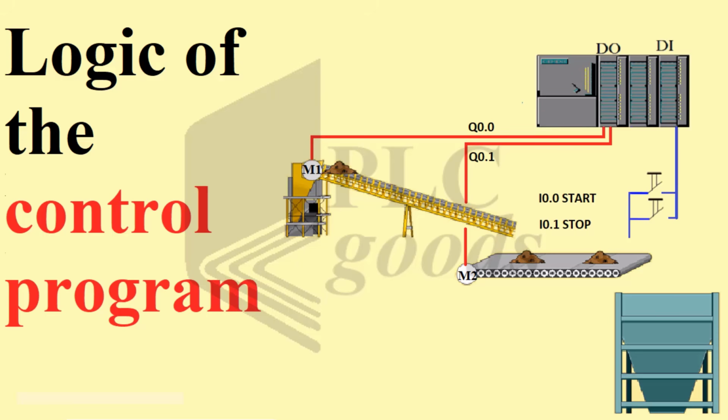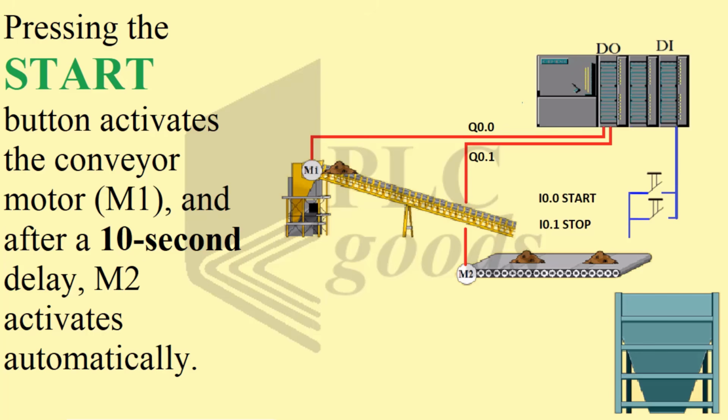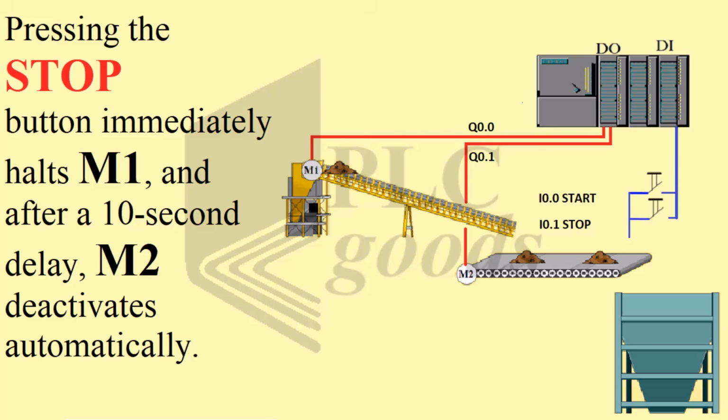Logic of the control program. Pressing the start button activates the conveyor motor M1, and after a 10-second delay, M2 activates automatically. Pressing the stop button immediately halts M1, and after a 10-second delay, M2 deactivates automatically.